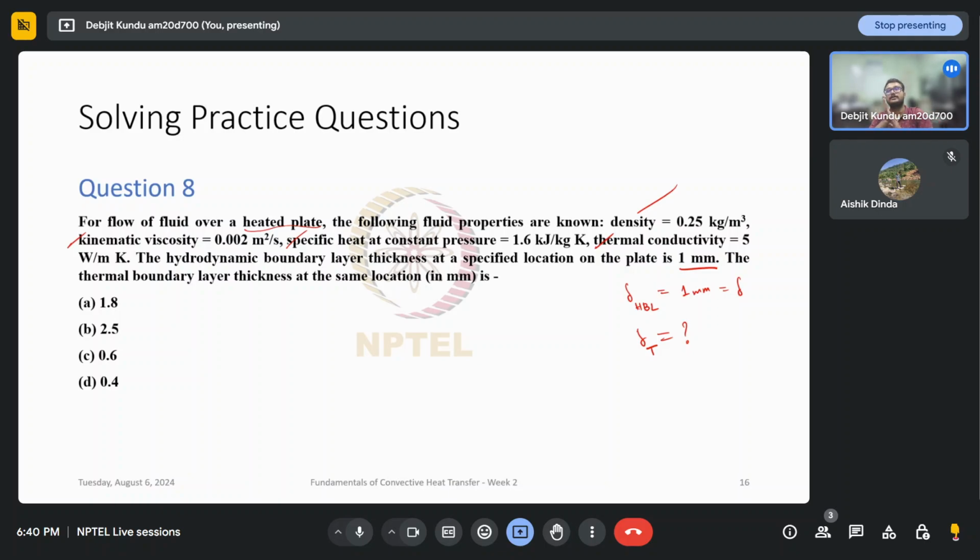There's no hurry, take your time, and once you have figured out the solution, you can type in the chat box or you can unmute and answer as well.